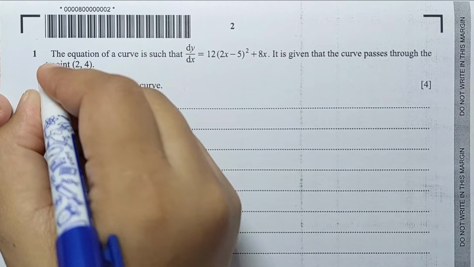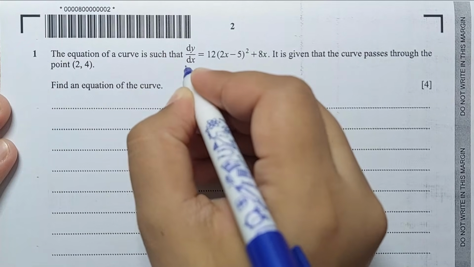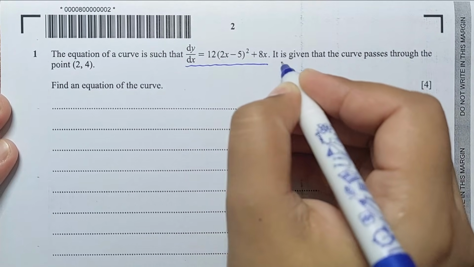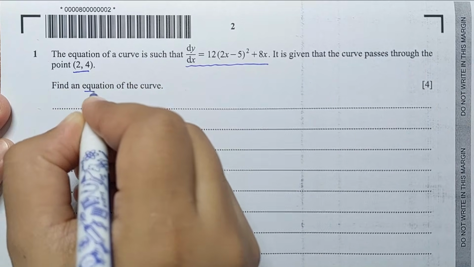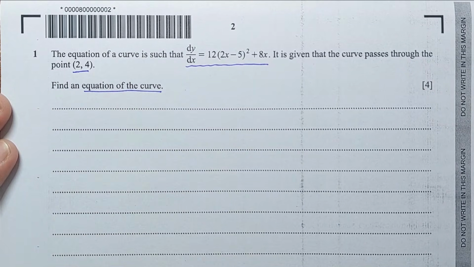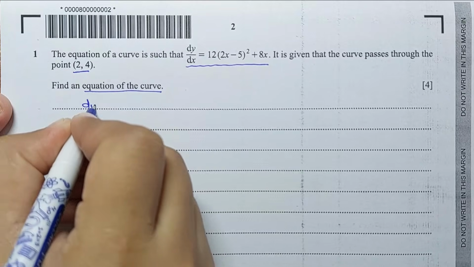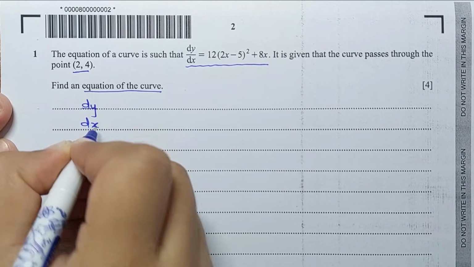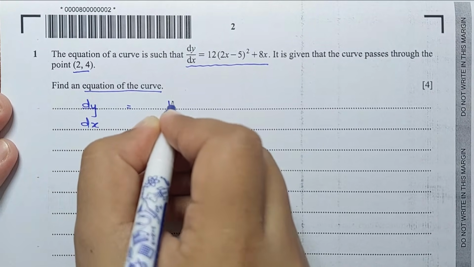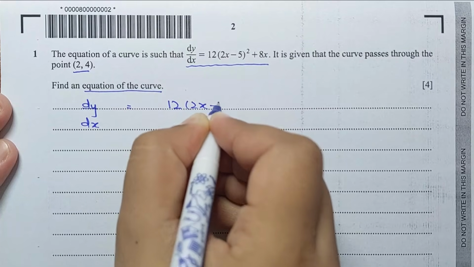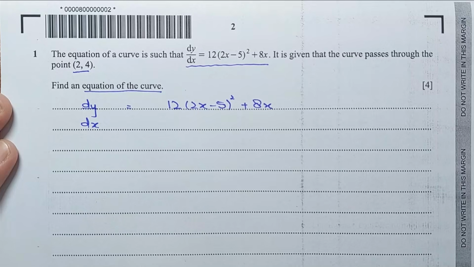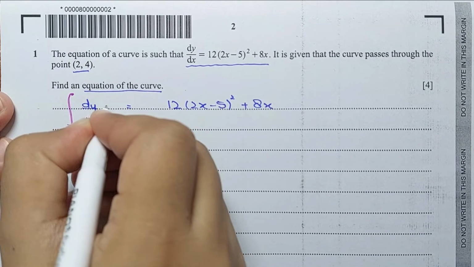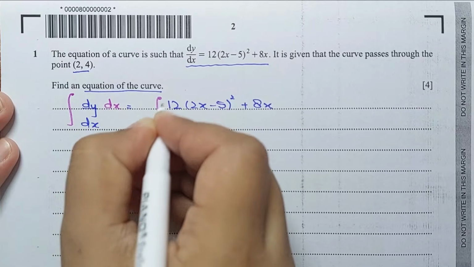Question number 1: the equation of a curve is such that its first derivative is given to us. It is given that the curve passes through the point (2, 4). Find the equation of the curve. So we have the first derivative dy/dx equals 12 times (2x minus 5) to the power 2, plus 8x. We need to find the value for y. y is basically the equation of the curve. So integrate both sides with respect to x.